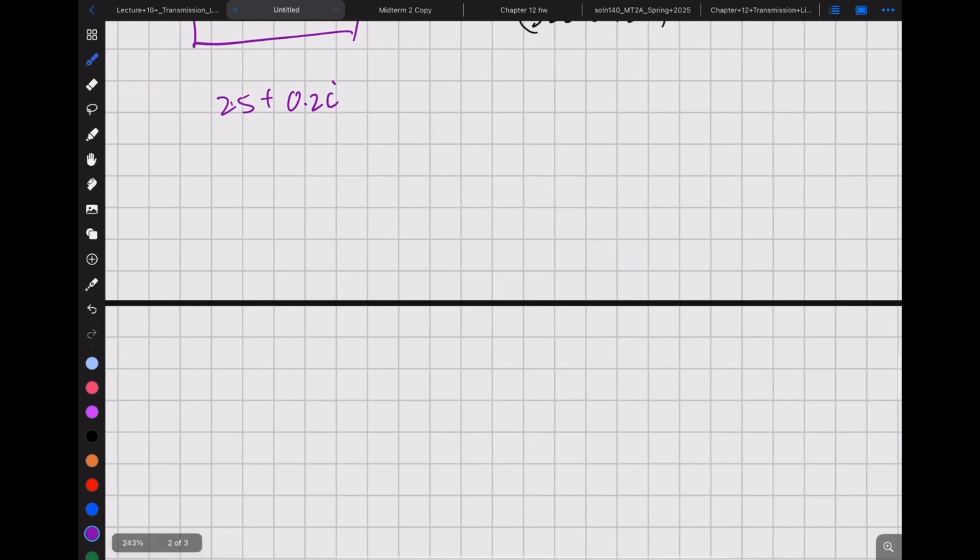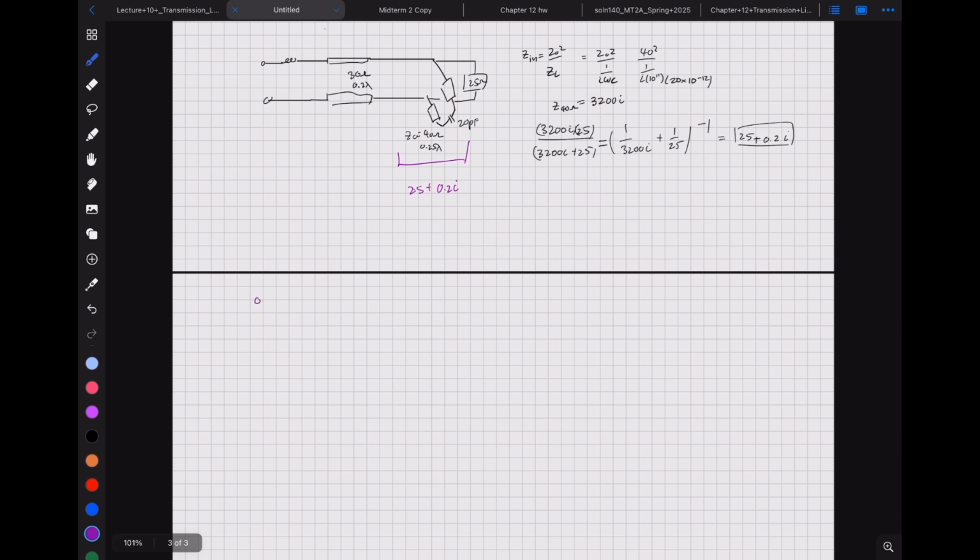So that's going to be our new Z load. So this is how our circuit's going to look. Okay. Got a line there. Got a line there.